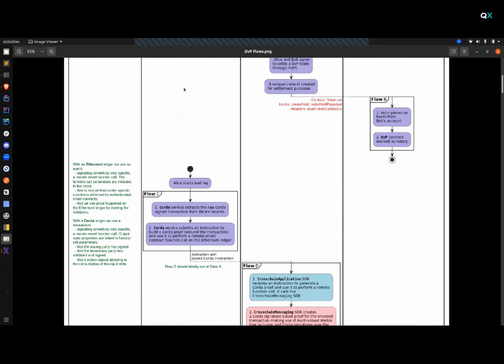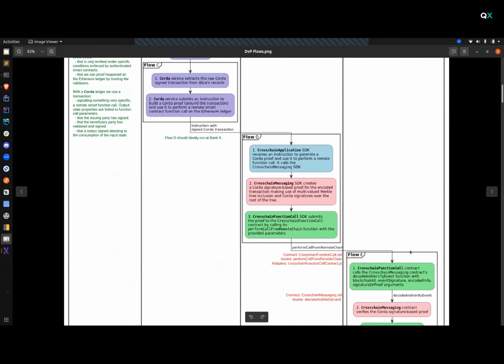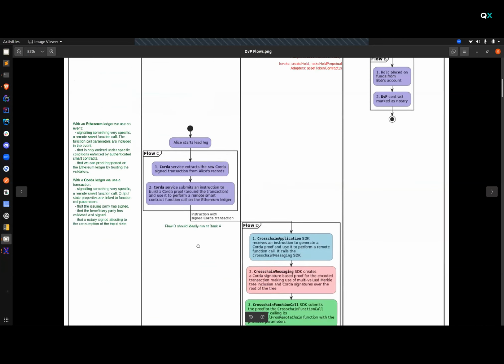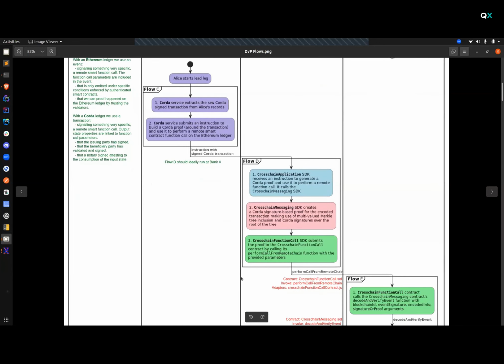So ideally, we would have wanted a Corda service here to start the lead leg and create a proof and call the Ethereum ledger. But our infrastructure was not such that the Corda side had access to the Ethereum nodes. So we set it up like an instruction being sent to our interop service, which will create a Corda proof, which is what that Corda decoder that I started up in the Harmonia lab was about, and then be able to perform this call from the remote chain to the Ethereum side.